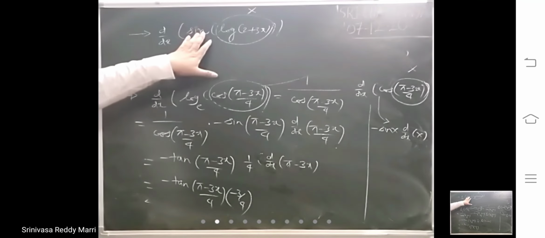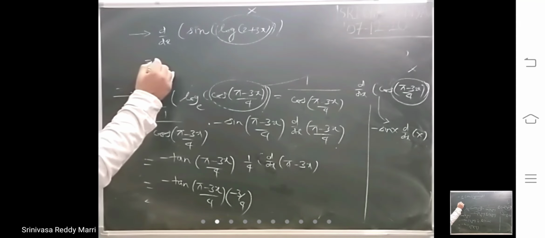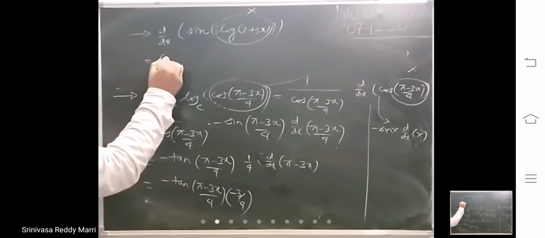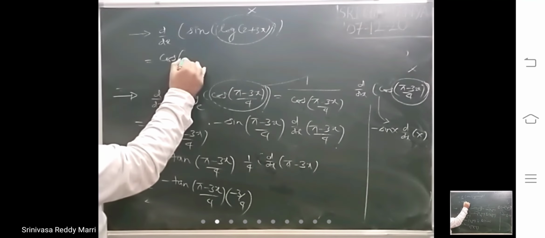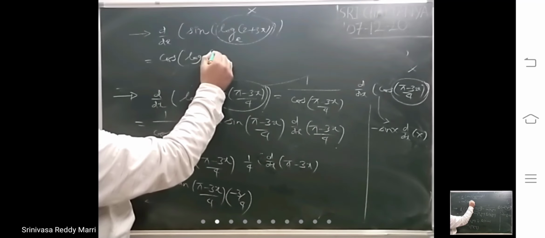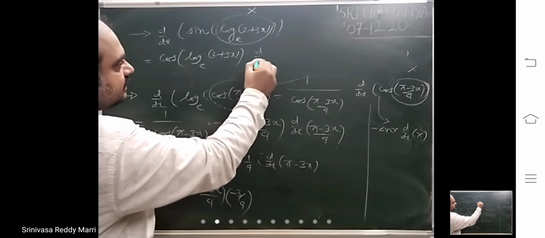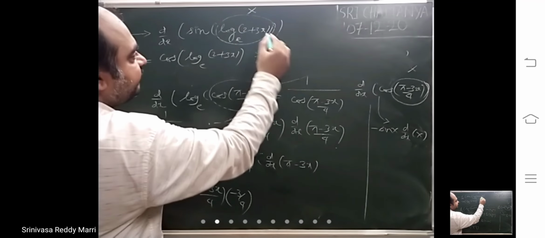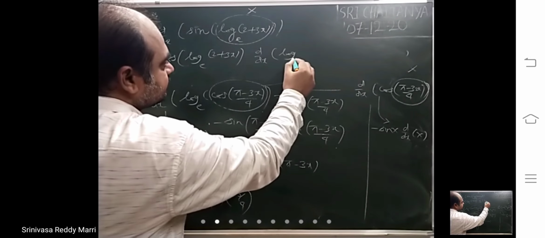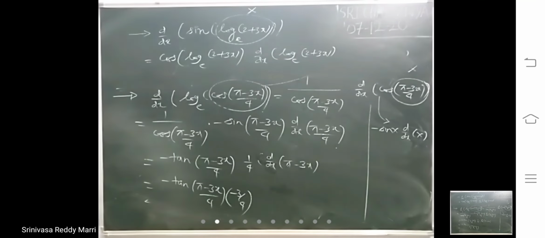Now look at sine capital X, right? Sine capital X means what will you write? Cos capital X. Cos capital X into d by dx of capital X. First step is over.